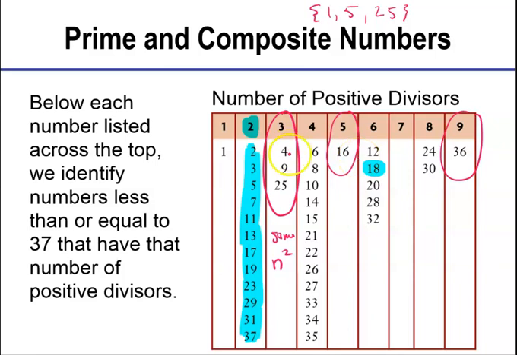So the number 4 has 3 divisors. The number 16 has 5 divisors. The number 36 has 9 divisors. To get an odd number of divisors, you're going to have a perfect square, because divisors show up in pairs, right?